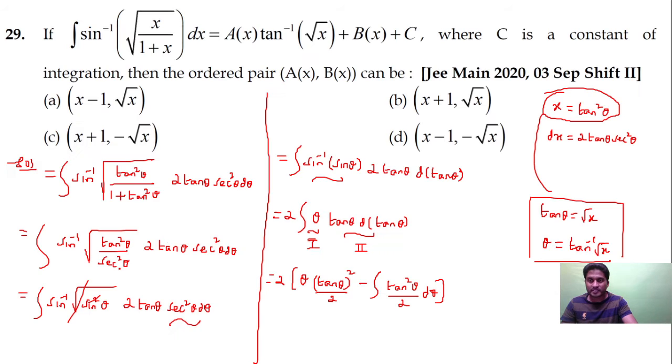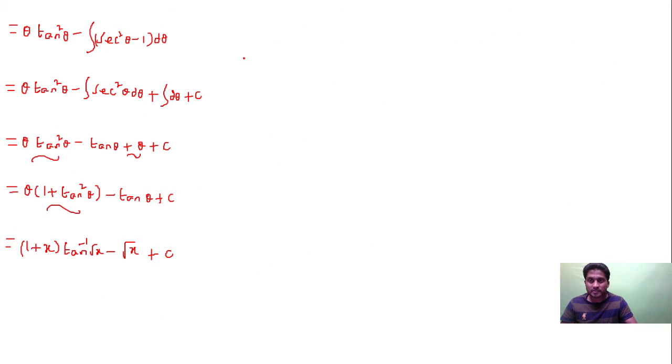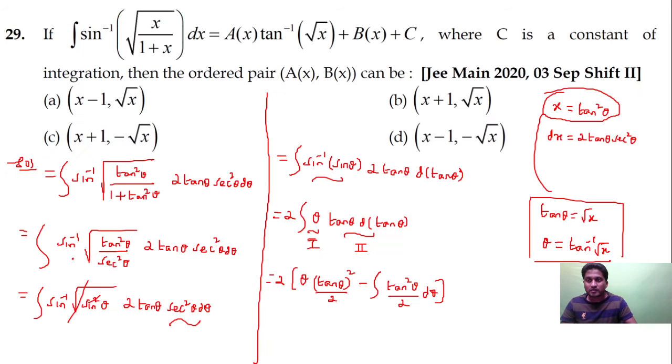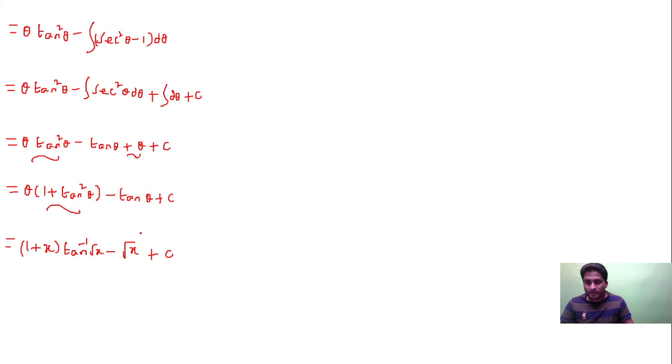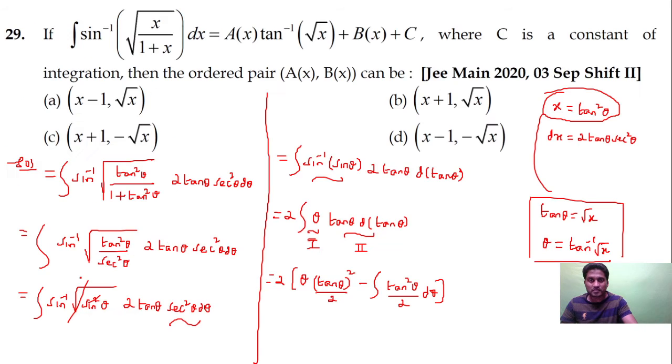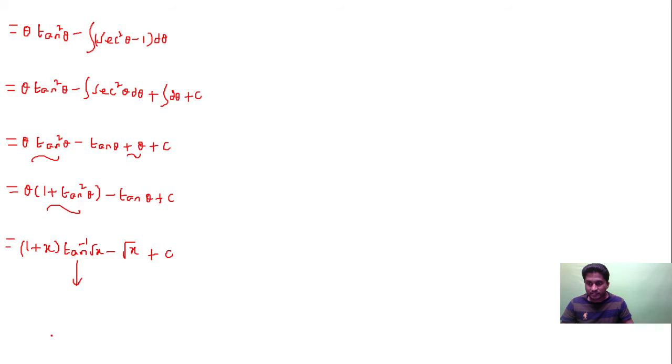Now if I compare, what am I supposed to find? Between these two terms I took theta common, and you will get 1 plus tan square, that's fine. If I compare this with the question, what is a of x? A of x will be equal to 1 plus x, and then b of x will be equal to minus root x.